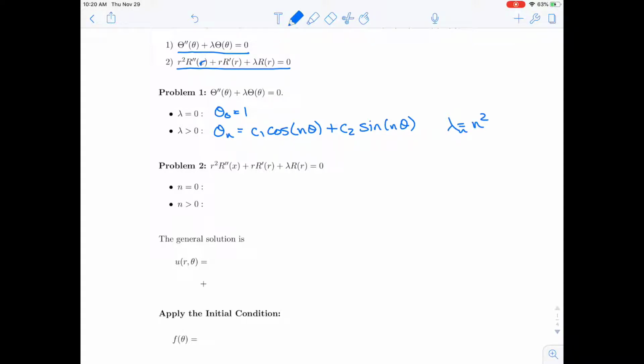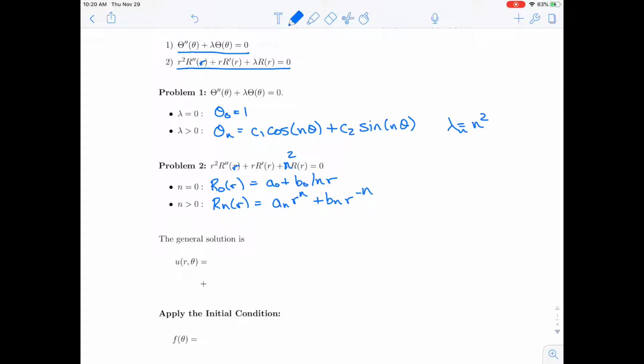And then we were able to solve the Euler type equation, r squared r double prime of r plus r prime of r plus lambda, which in this case is n squared, r of r is equal to 0. We saw that in the n equals 0 case, r sub 0 of r was a0 plus b0 natural log of r. And we saw for the n greater than or equal to 1 case that r sub n is supposed to be of the form a sub n r to the n plus b sub n r to the minus n.